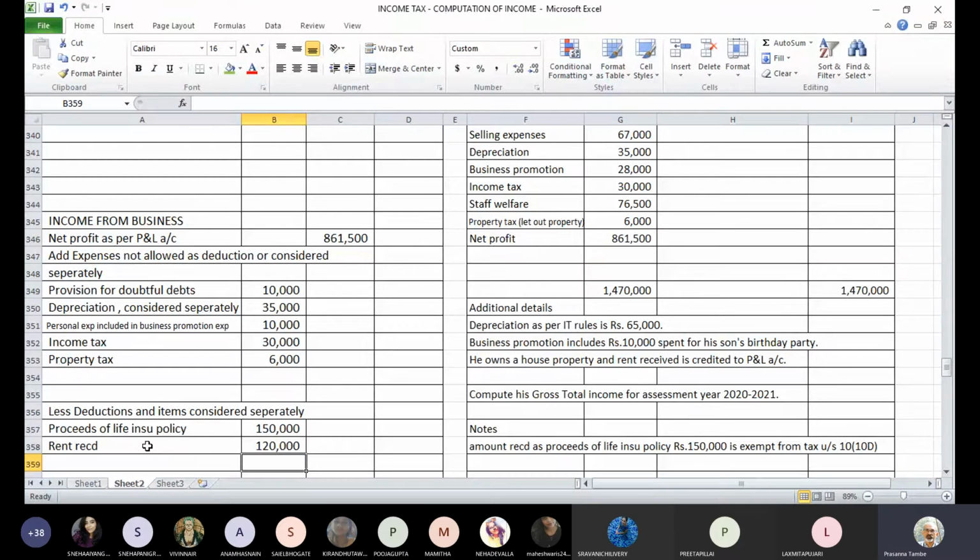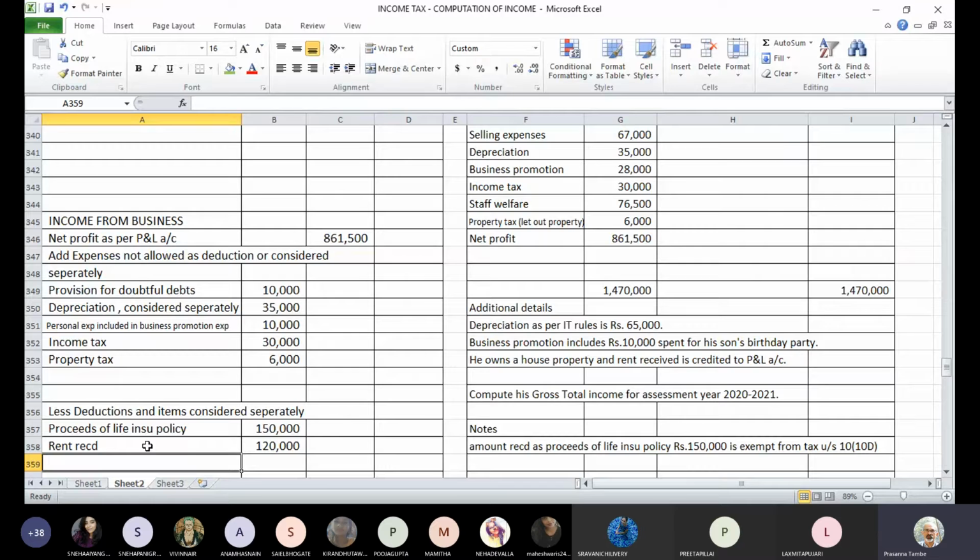Everybody has completed up to this stage? Yes? Can we proceed further? Yes, sir. Okay. So these two deductions. Now credit side is over. Now we have to see the rest of the information.